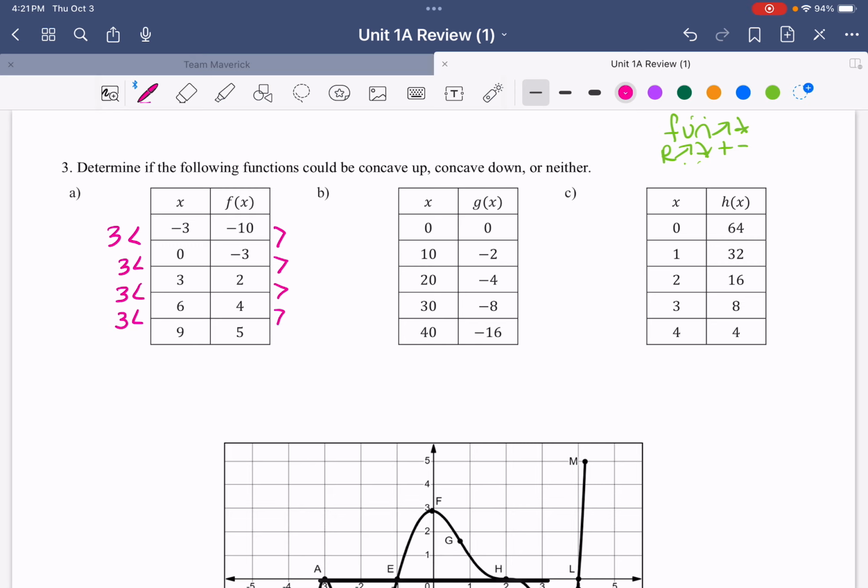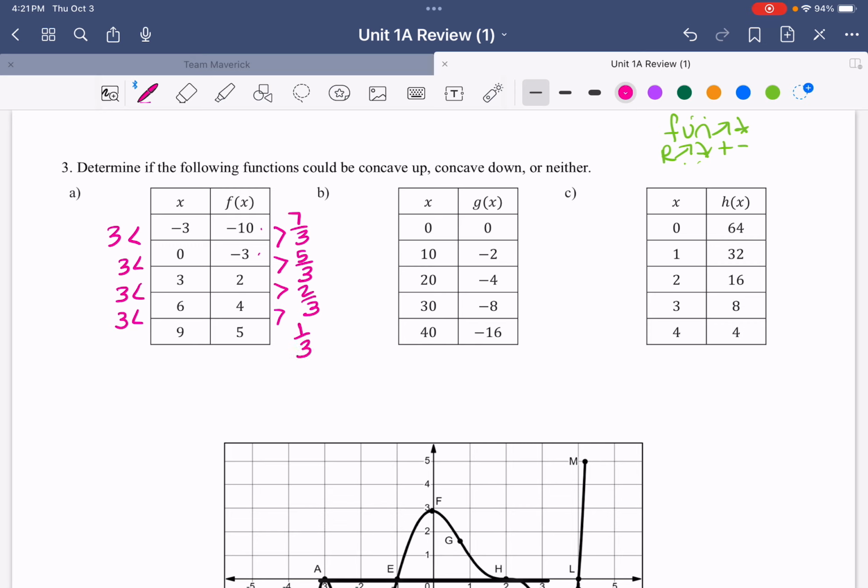So -3 minus -10 is +7. So 7 over 3 is my rate of change. 2 minus -3 is 5. So I get 5 over 3. 4 minus 2 is 2 over 3. And then 5 minus 4 is 1. So I get 1 over 3.